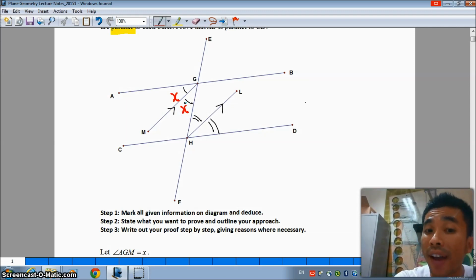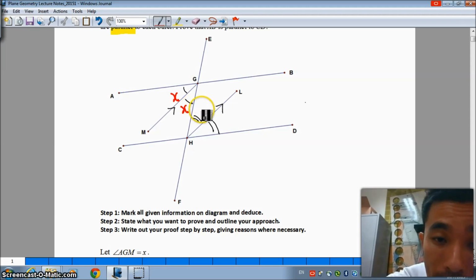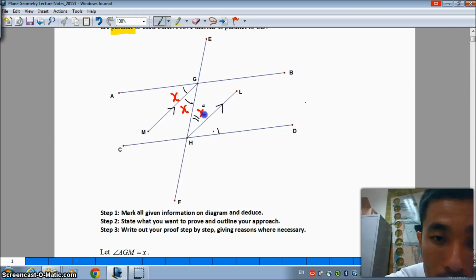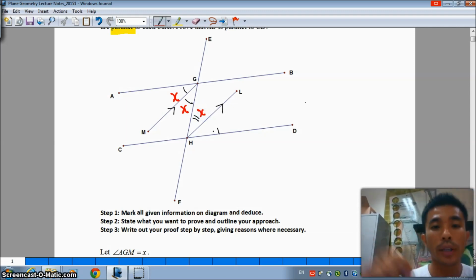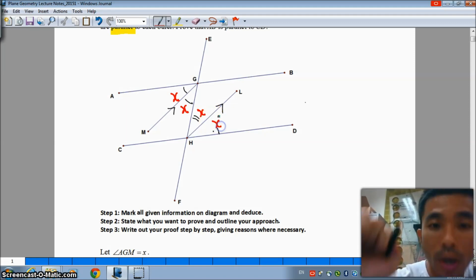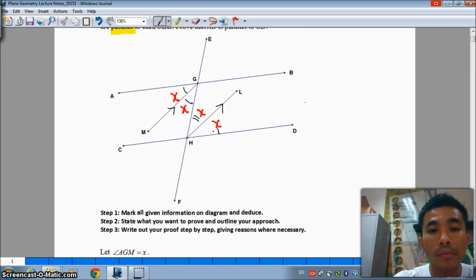Okay, and based on the fact that the two lines MG as well as HL are parallel, it means that this angle must be X as well. Use of alternate angles over here. Last but not least, because of the angle bisector, this last angle over here will be X as well. Then we are more or less done. So this is our approach. We're going to put that down in words now.